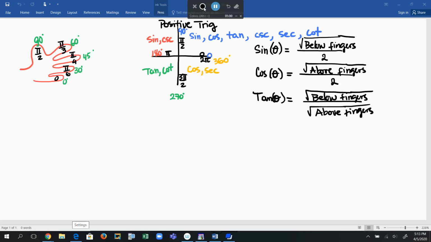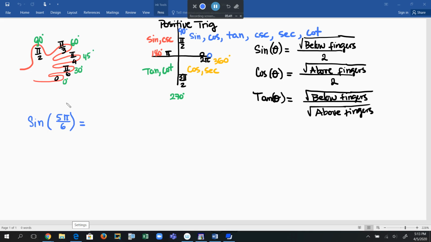Okay, let's begin with the first example. Let's say we want to evaluate sine of 5 pi over 6. First of all, 5 pi over 6 is not going to show up on your left hand at all, because your left hand ends up with the greatest angle being 90 degrees or pi over 2. These are just the reference angles.